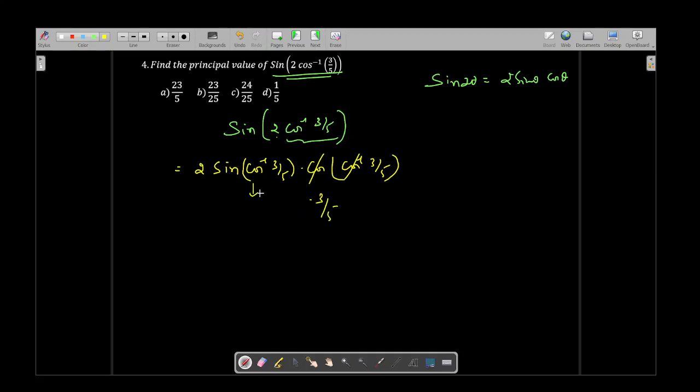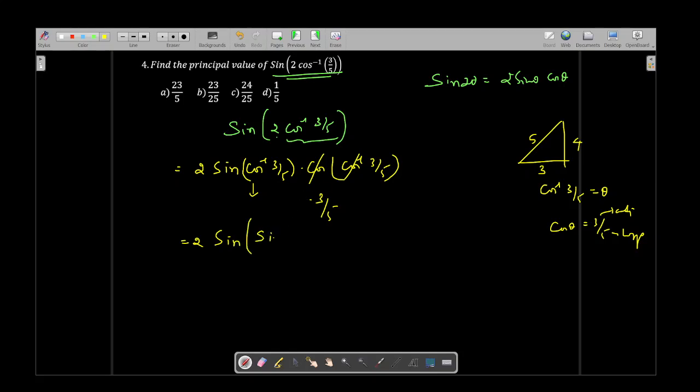So what about this value? To find that, I have to construct a triangle by making cos inverse 3 by 5 equals theta. That is, cos theta is equal to 3 by 5. So this is my adjacent side, this is my hypotenuse. Adjacent side is 3, hypotenuse is 5. So opposite side will become 4. So this becomes 2 times sine of, in place of cos inverse 3 by 5, I can always write sine inverse of 4 by 5, because sine is opposite by hypotenuse. Sine of sine inverse of 4 by 5 into 3 by 5.